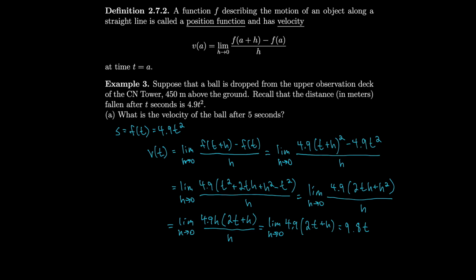So to find the velocity after 5 seconds, we just look at v of 5. That's 9.8 times 5, which is 49 meters per second.